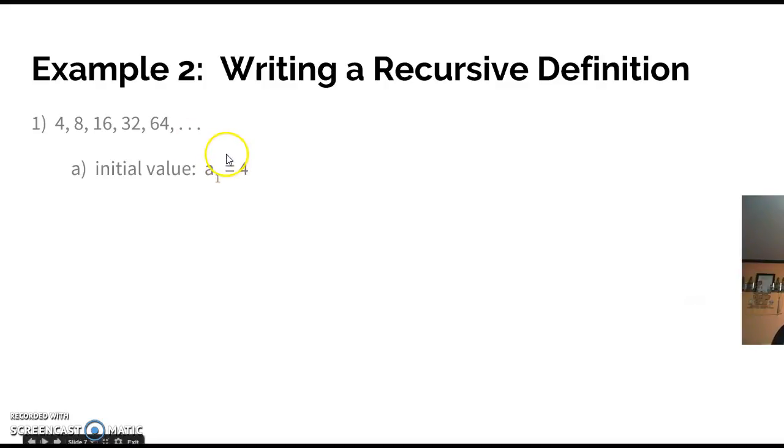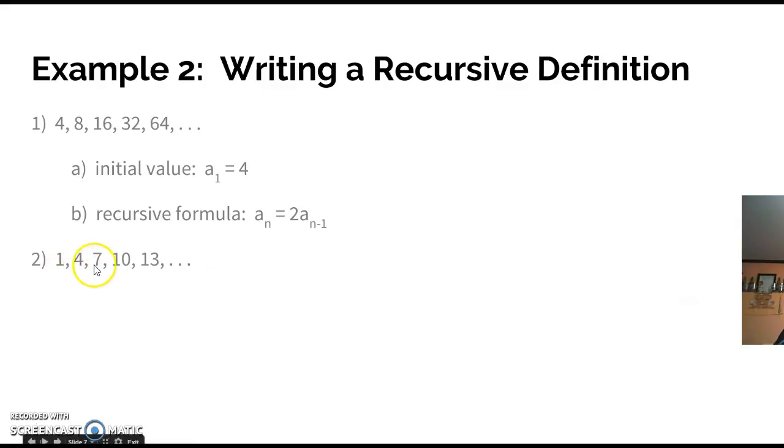So again, we need 2 parts to this. We need to set the initial value, in our case 4. Then we need to set a recursive formula, and the formula is very simple. It's whatever the pattern is. So what's our pattern? It's 2 times the previous term. Done.